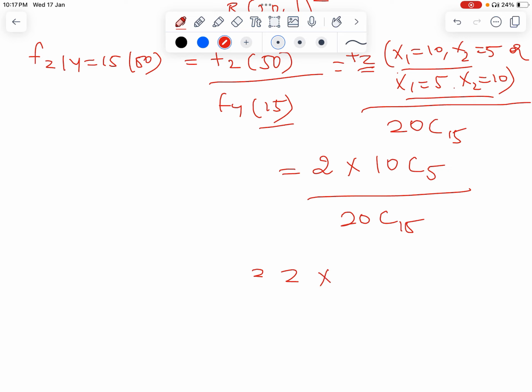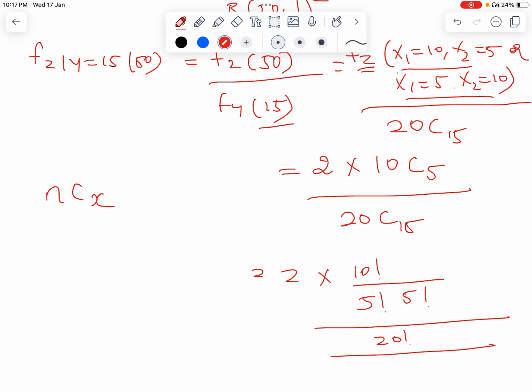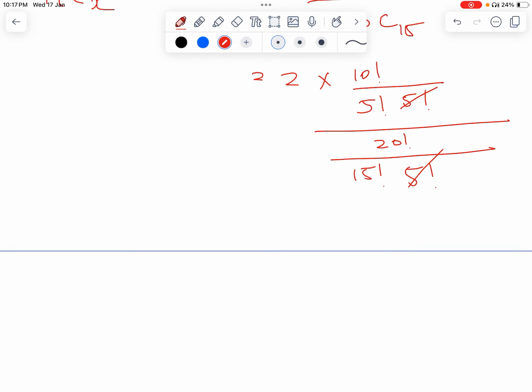So applying the combination formula, it is in the form of nCr. So n factorial, 10 factorial, in the place of r 5 factorial, 10 minus 5 again 5 factorial, divided by 20 factorial by 15 factorial, 20 minus 15, 5 factorial. So directly we can say 5 factorial and 5 factorial will get cancelled, and further solving we will be getting 2 into 10 factorial by 5 factorial into 15 factorial by 20 factorial.